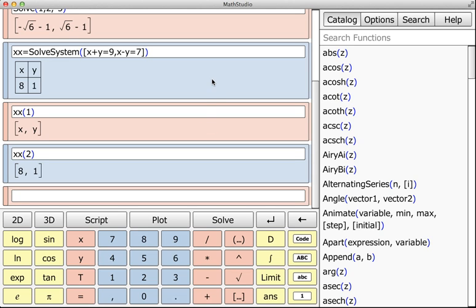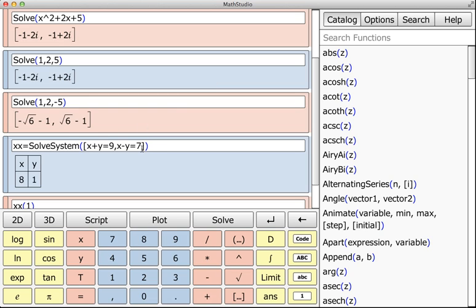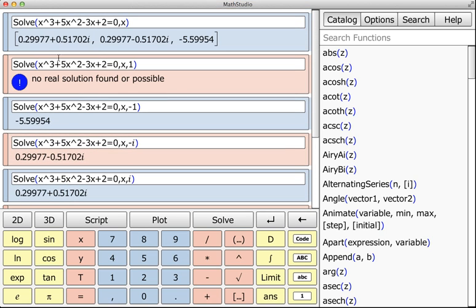So again, if you want to solve a system of equations, and you can do more than just 2, you want to use the command SolveSystem. And if you just want to solve something like a polynomial or another equation, then use the command solve.